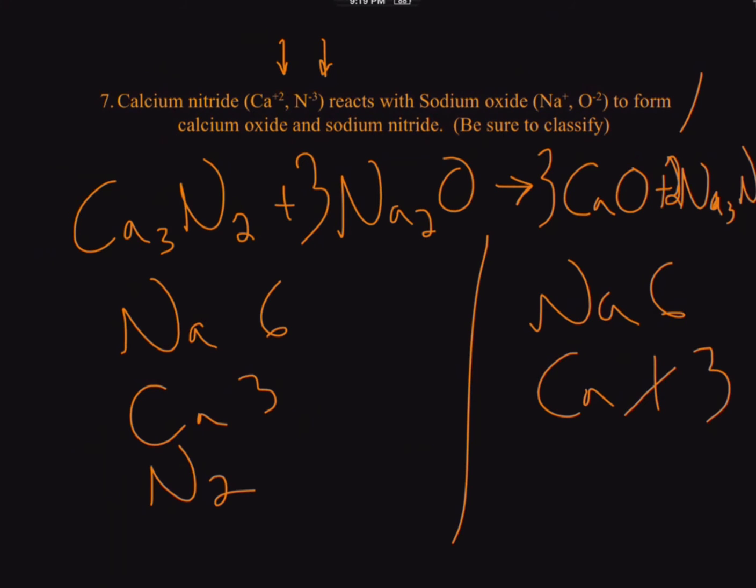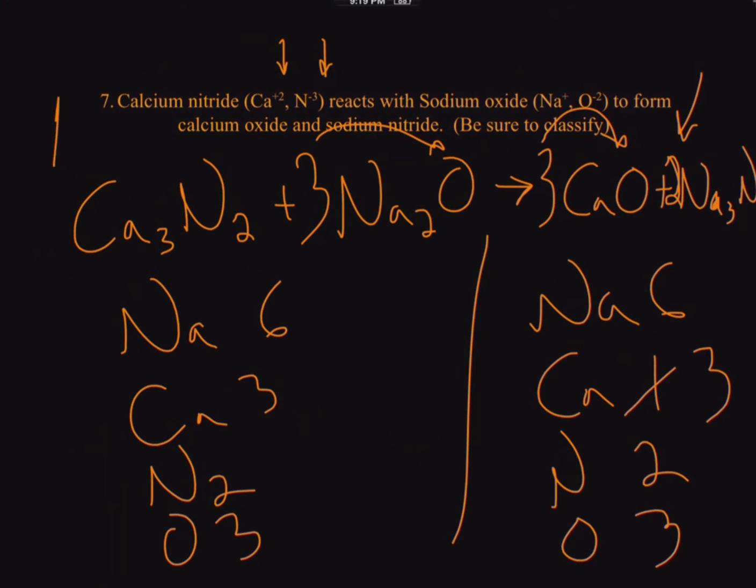Oxygen, I've put a 3 in front of this compound, which gives me 3 oxygens. Got a 3 in front of this compound, which gives me 3 oxygens. So those are all balanced now. So the coefficients are 1, 3, 3, and 2. The type of reaction, I have 2 compounds on the left, 2 different compounds on the right. When you have that set up, it's going to be a double replacement reaction is the type.